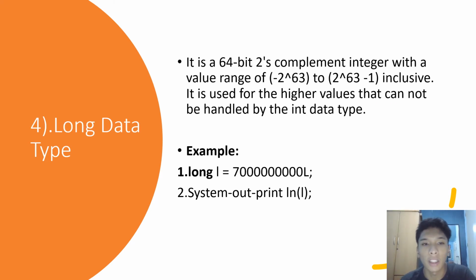Long data type. It is a 64-bit two's complement integer with a value range of -2^63 to 2^63 minus 1 inclusive. It is used for the higher values that cannot be handled by the int data type. Example: long num = 7000000L; System.out.println(num).